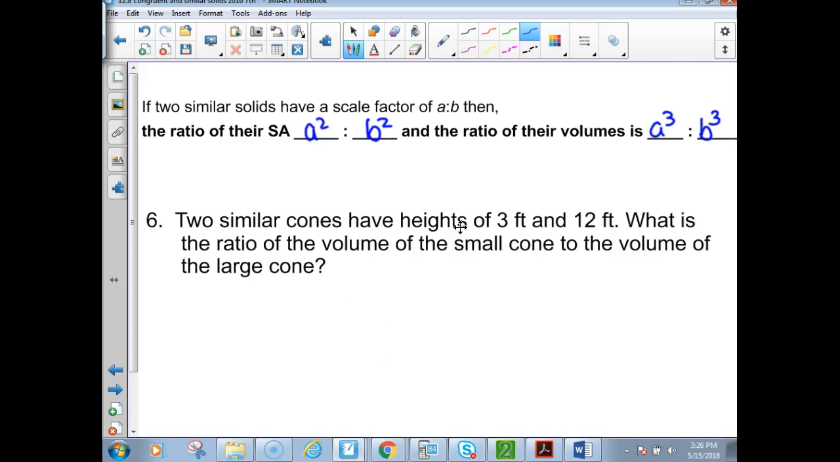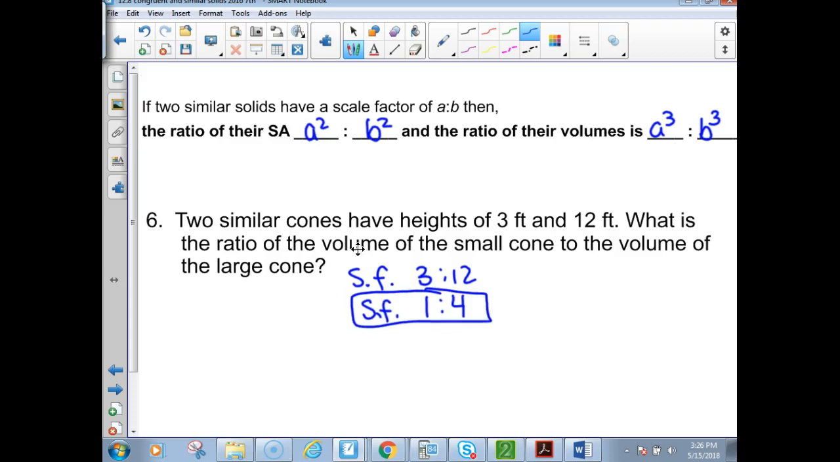We got two similar cones. They have heights of 3 feet and 12. The scale factor is 3 to 12, but you should reduce that. If you reduce that, that's 1 to 4. That's your scale factor.